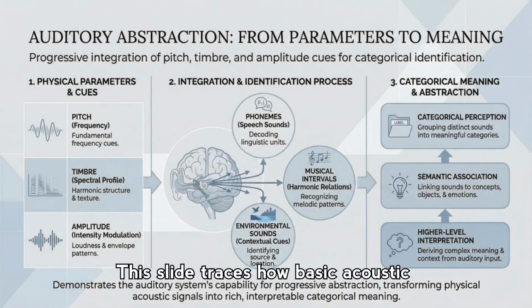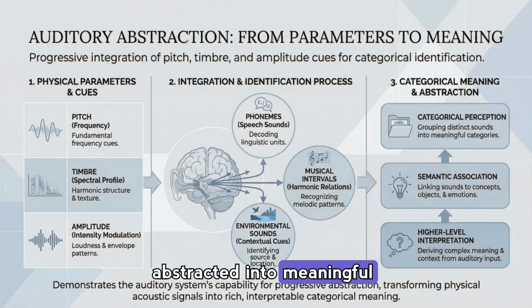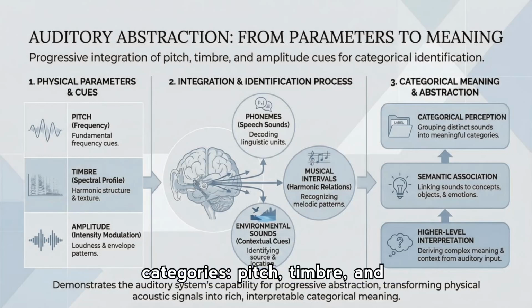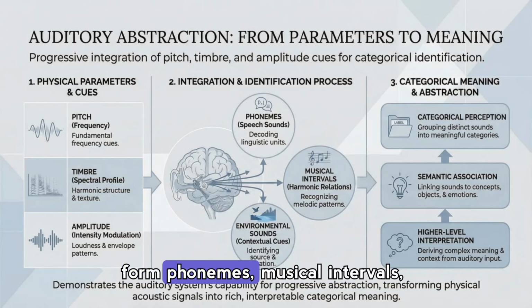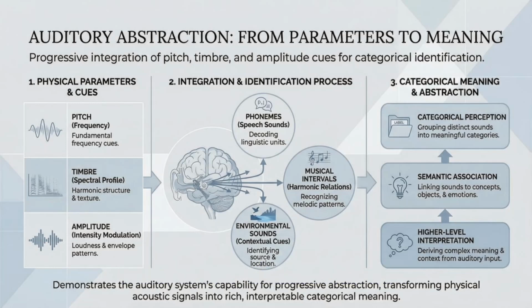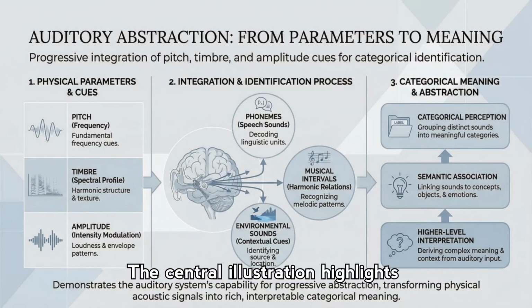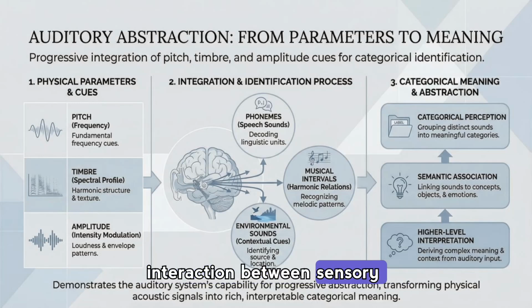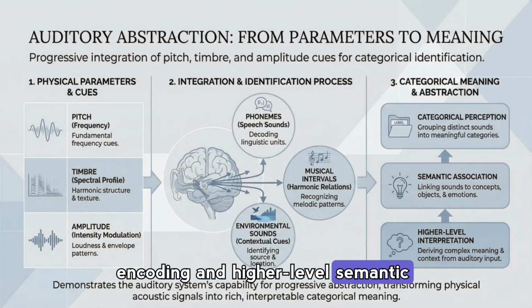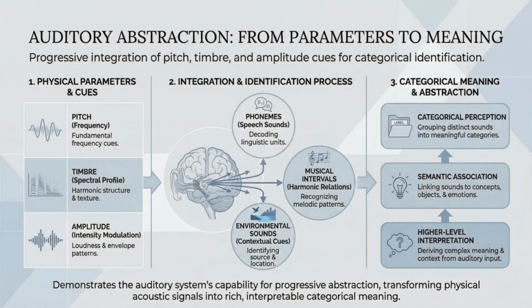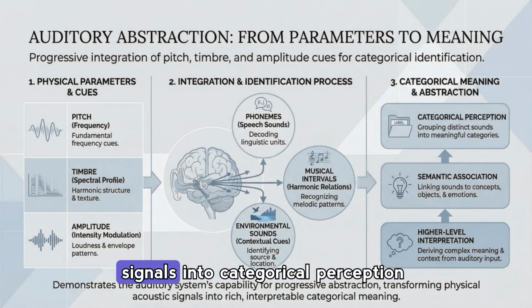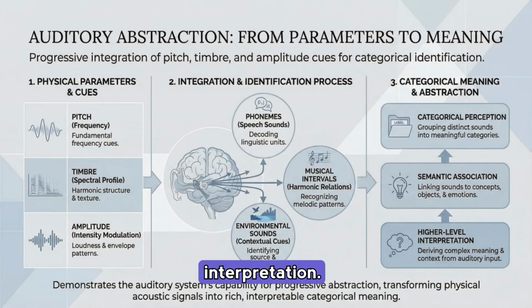This slide traces how basic acoustic parameters are progressively abstracted into meaningful categories. Pitch, timbre, and amplitude cues are integrated to form phonemes, musical intervals, and environmental sound identities. The central illustration highlights interaction between sensory encoding and higher-level semantic association, showing how the auditory system converts physical signals into categorical perception and context-dependent interpretation.